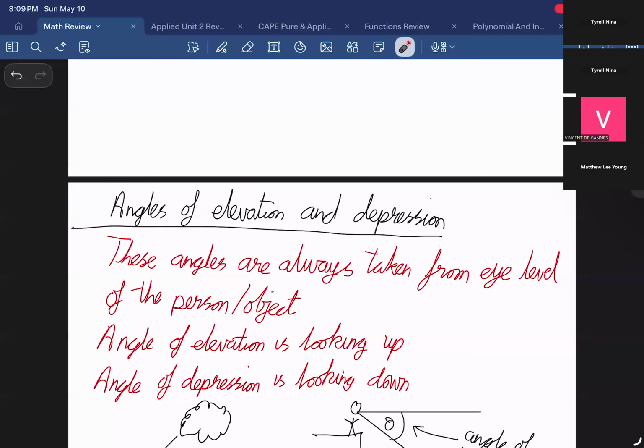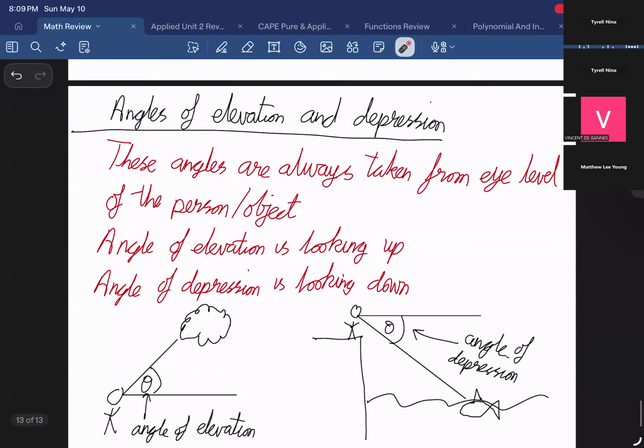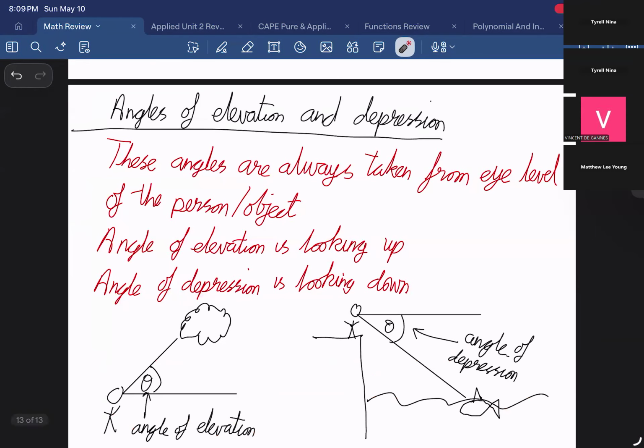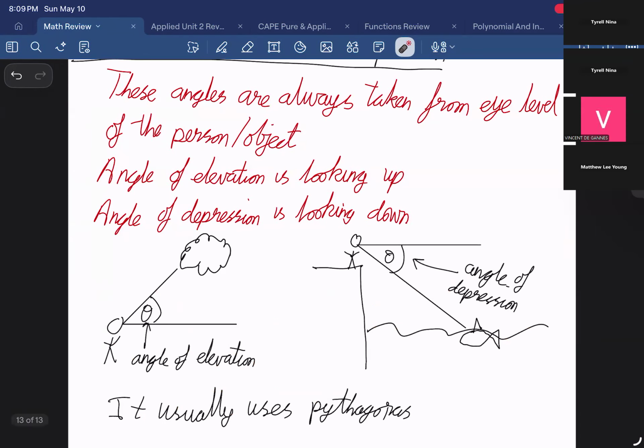So, angles of elevation and depression. These angles are always taken from the eye level of the person or object. Angle of elevation is looking up, angle of depression is looking down. You see this guy looking at the clouds? That is considered angle of elevation, as opposed to this guy looking at the fish, which is the angle of depression, but it's taken at that point of eye level. Usually they say at the horizontal, but it's so much easier to say, this is my usual eye level.